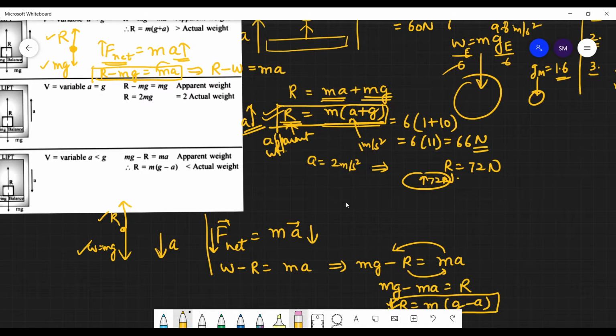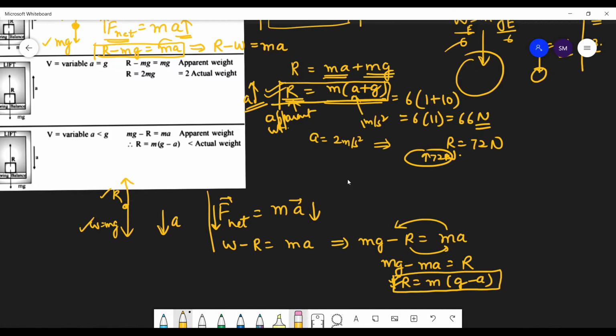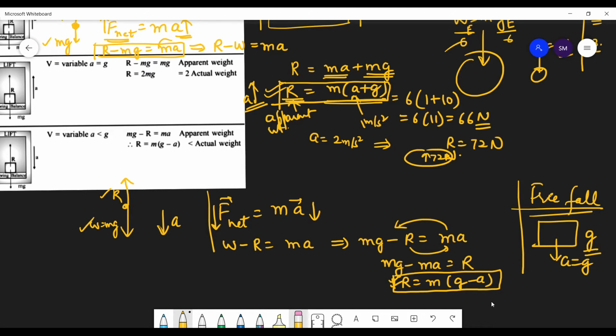So now tell me, if the lift is moving downward, if there is free fall, what is it? Free fall means the lift is disconnected somehow and it is falling down. It's a free fall. So it will fall down with G, acceleration due to gravity. So the acceleration will be equals to G during the free fall. Yes or no? Yes, sir. So then what will be the weight that you will feel in the lift?